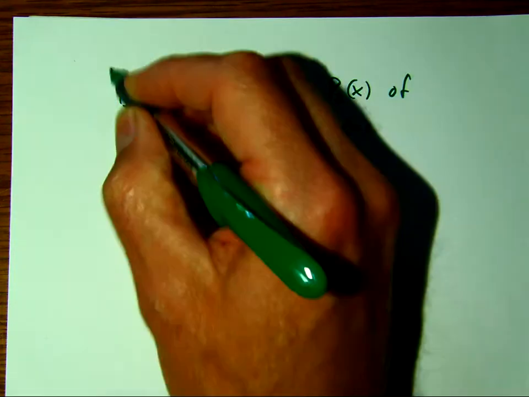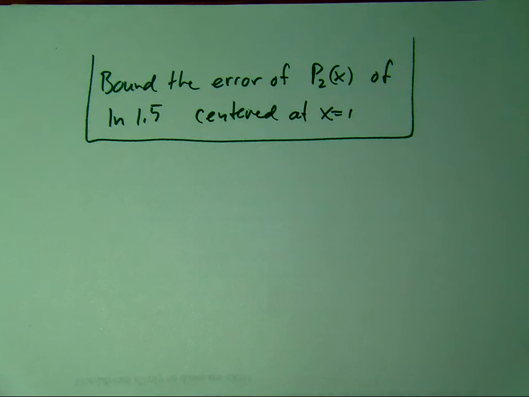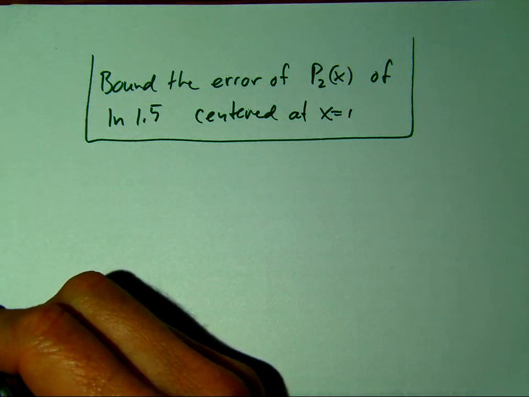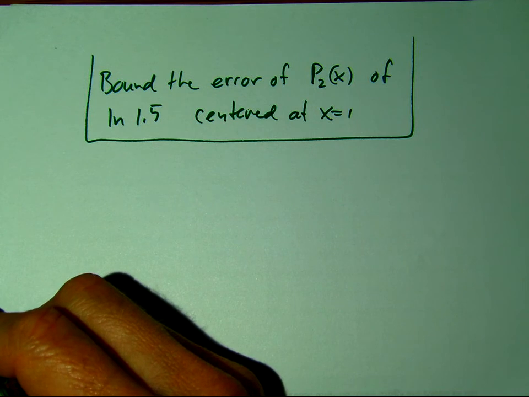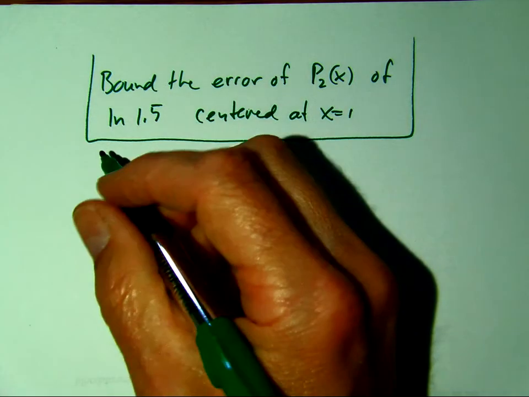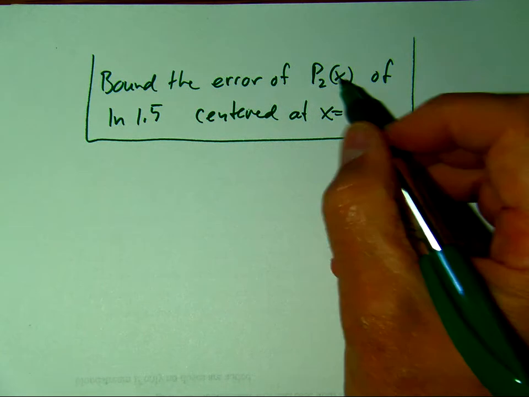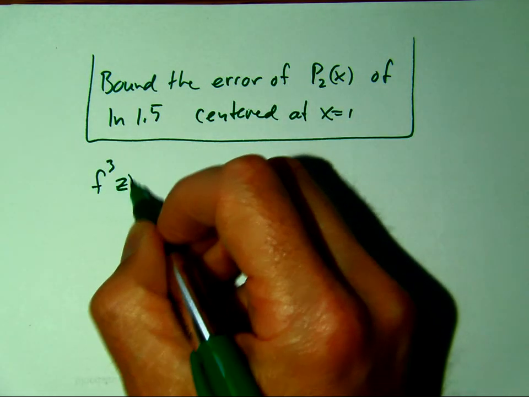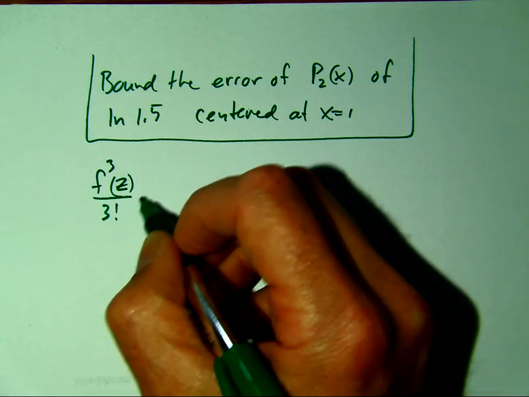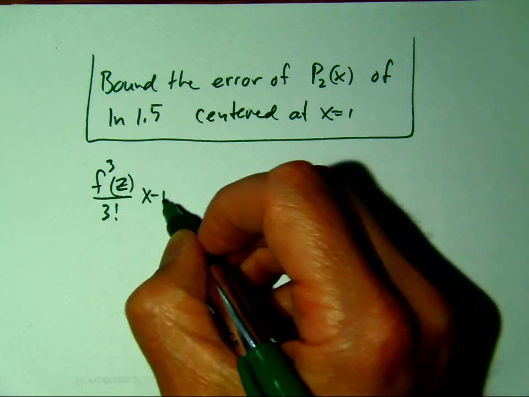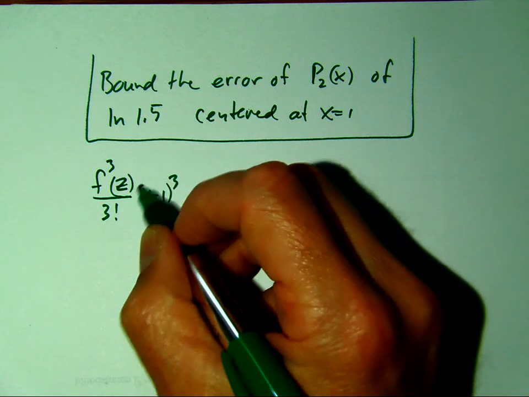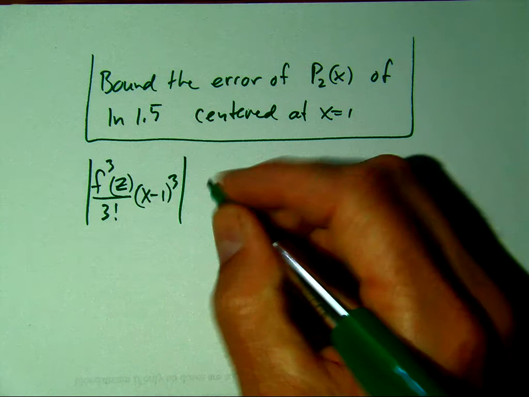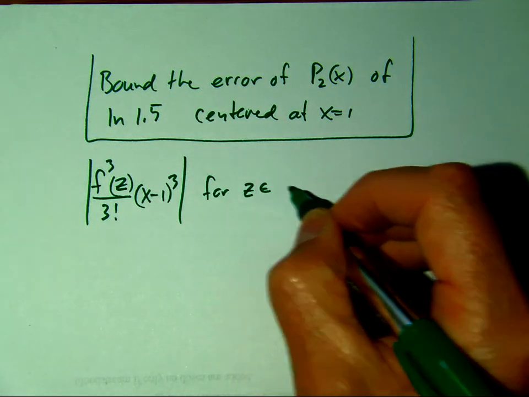So that's the one we did earlier. Let's find a bound for the error. Go ahead and pause the video and try that one. If we have the second degree polynomial, that means we want the third term: the third derivative evaluated at z over 3 factorial, times (x minus 1) cubed. We're going to go from 1 to 1.5.